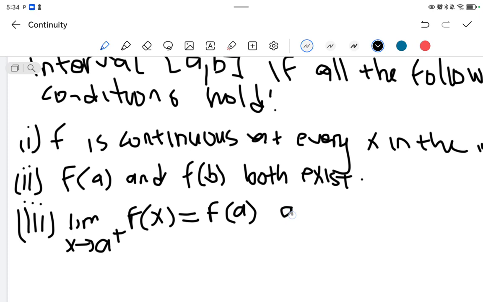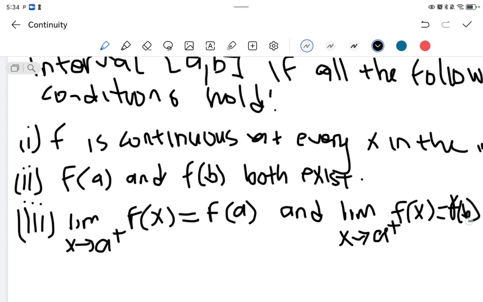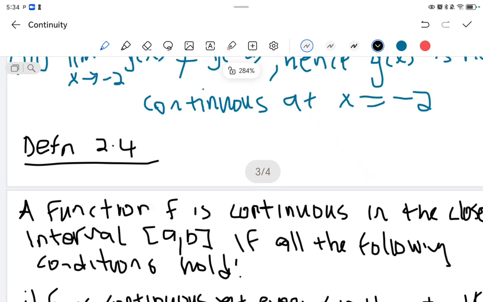And if the left hand limit, x approaches b from the left of f of x, is equal to f of b, then this should be continuous in the left hand limit. And then we know what to say, right? And then we come now to do B.